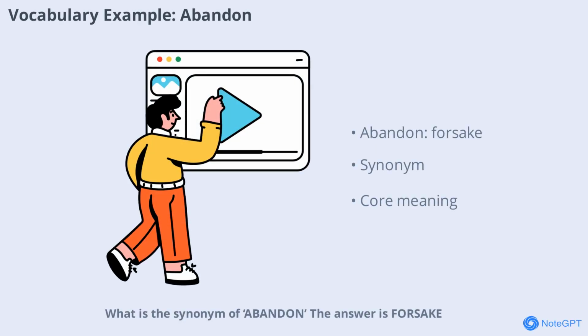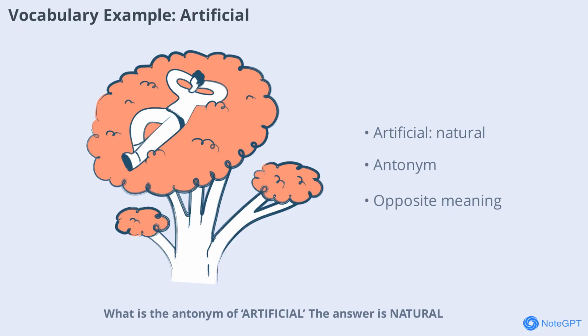What is the synonym of abandon? The answer is forsake. Abandon means to leave behind or give up, which is synonymous with forsake. When you see such questions, think about the core meaning of the word and look for a word with a similar sense. What is the antonym of artificial?